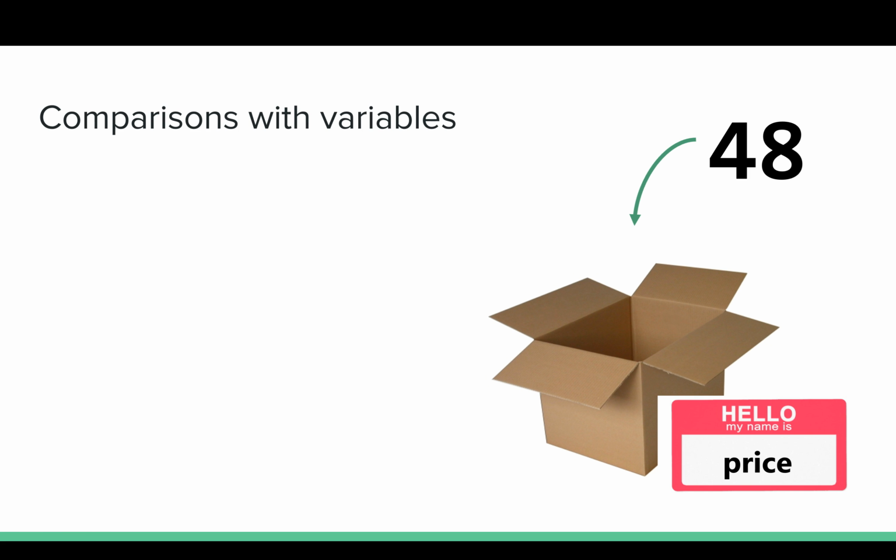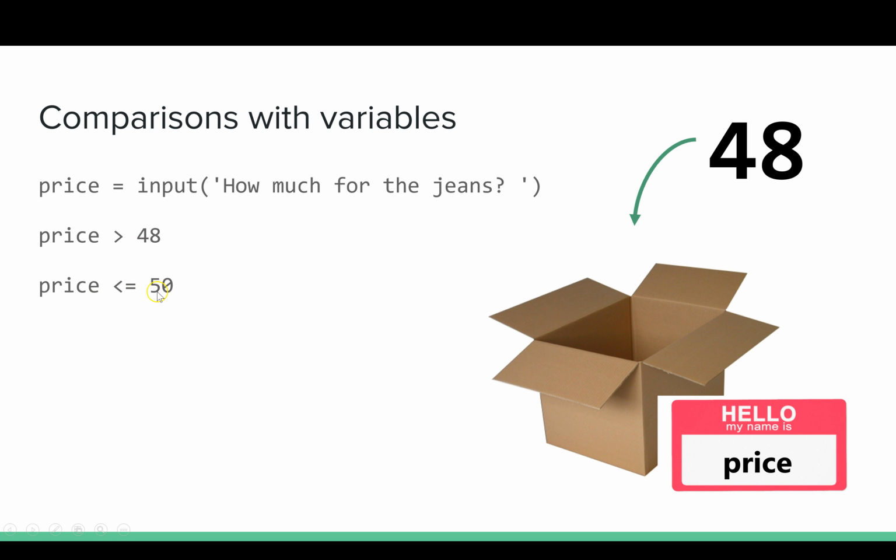So we can try this example. Suppose we have a variable price, and let's say it has a value 48 in it. So we ask, what's the price, how much for the jeans, and the value is 48. Imagine we enter 48. Is price greater than 48? No, false, it's not greater than 48. Is price less than or equal to 50? In this case, yes, true, it is less than or equal to 50.